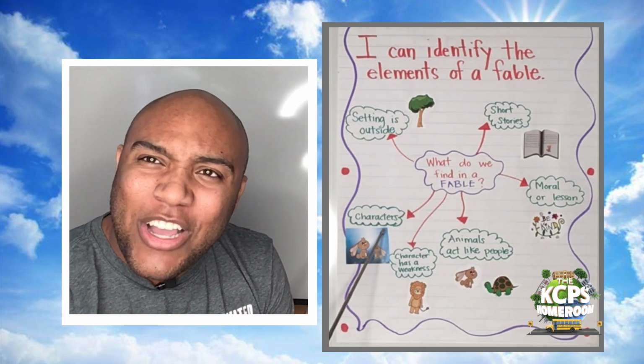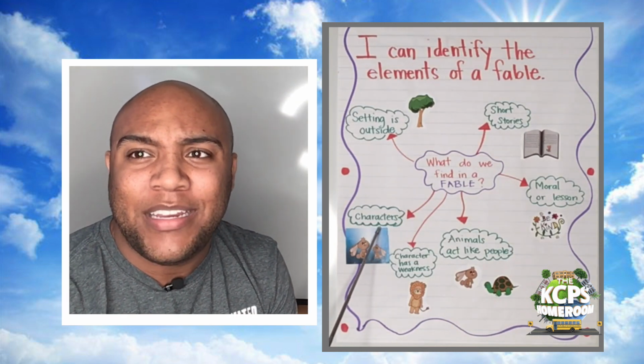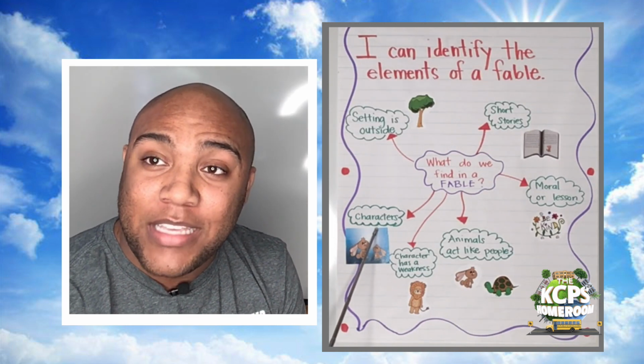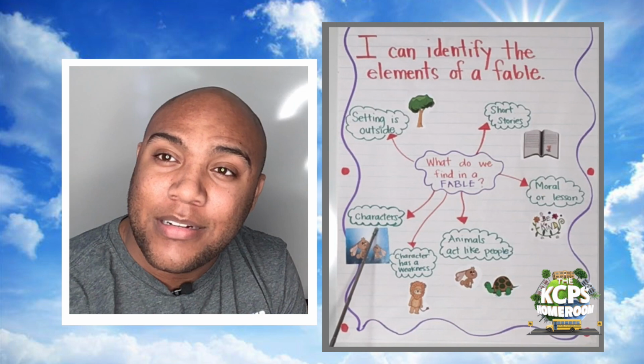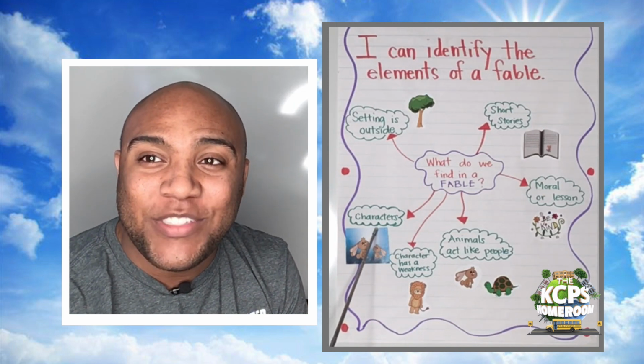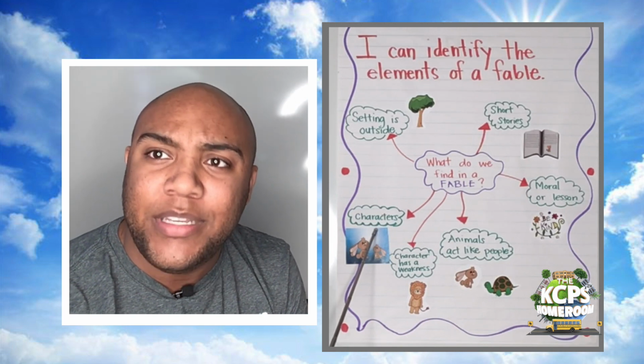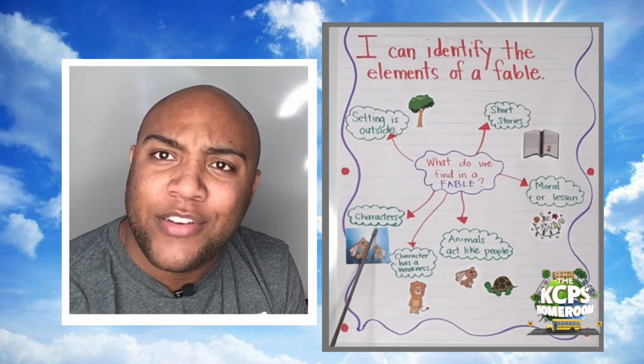Next, let's talk about some of the characters that were displayed here. There were 2 characters in this story. Can you guess who the characters were? If you said the lion and the mouse, you are absolutely correct. There were 2 characters in this story.